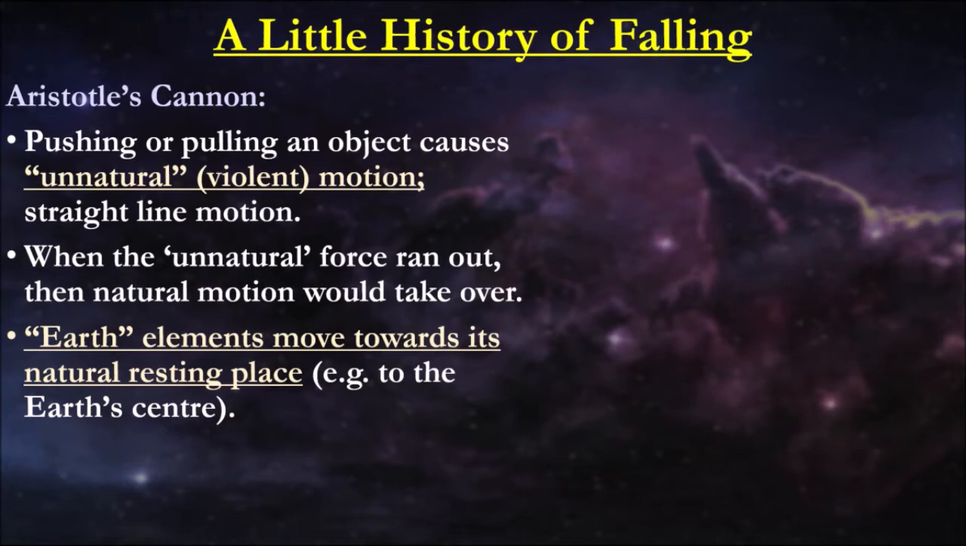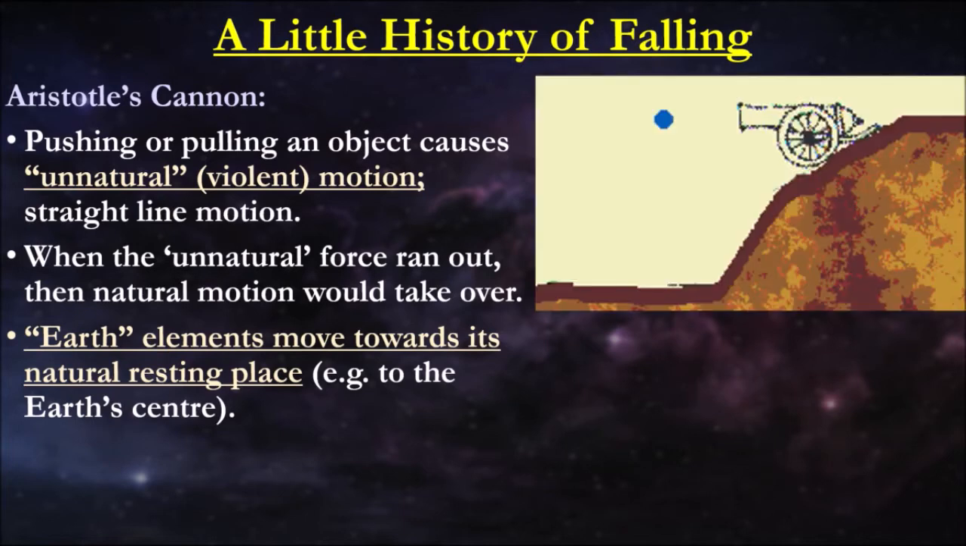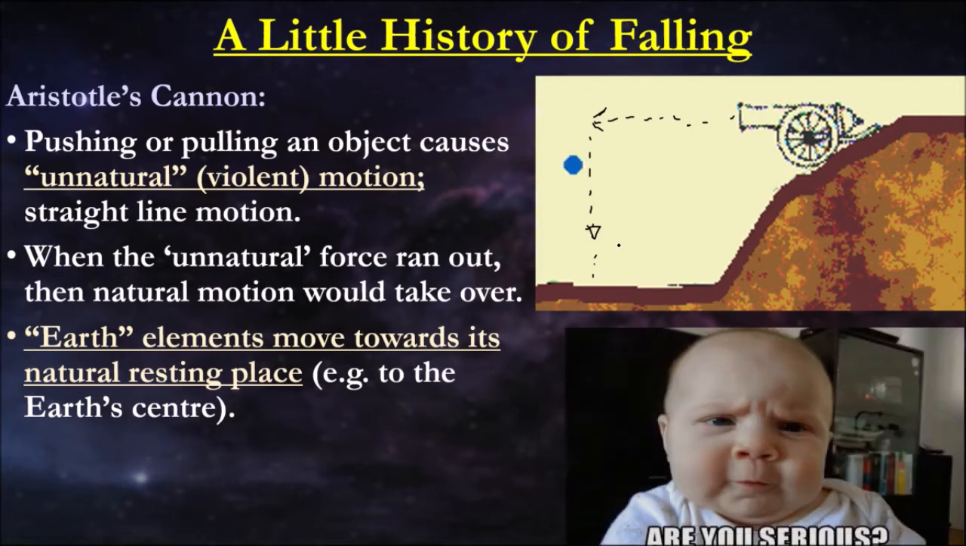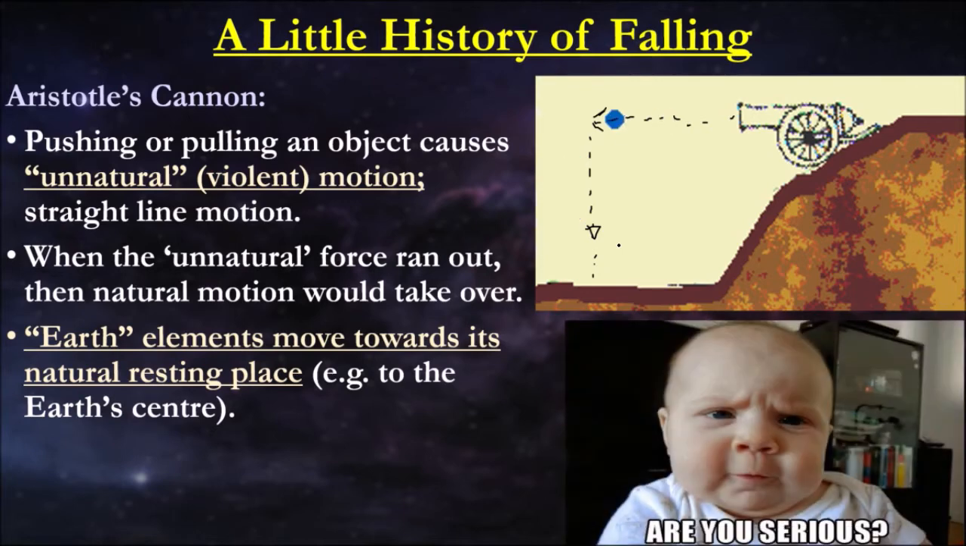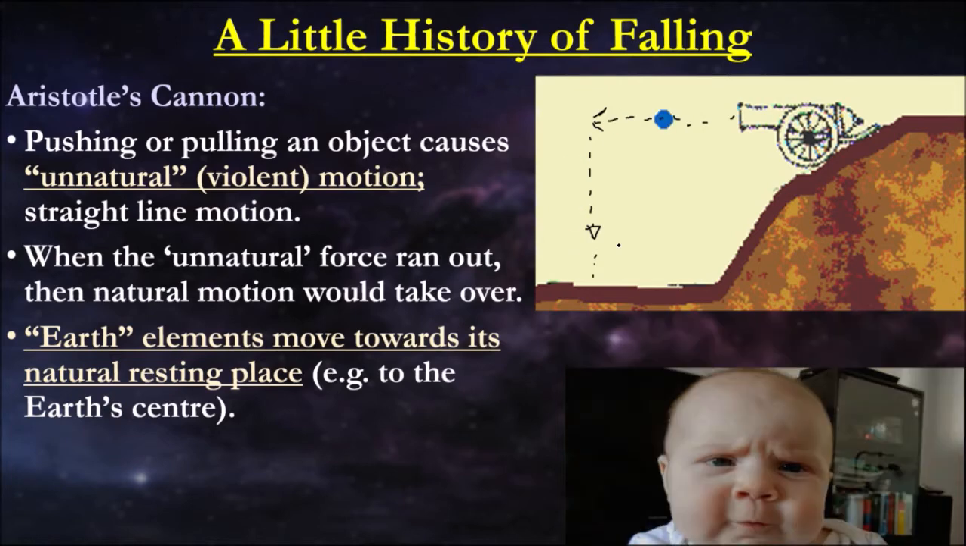Once that earth element has used up all the unnatural motion, it's going to go back to its resting place. So this looks like something along these lines. You can see when you fire an object out of the cannon, it goes in that particular direction, and then according to Aristotle, once it's run out of that violent motion, it just abruptly drops down. Now, you and I know that that's not really how the world works, so obviously there must be some other explanation of what's going on, and a better one too.